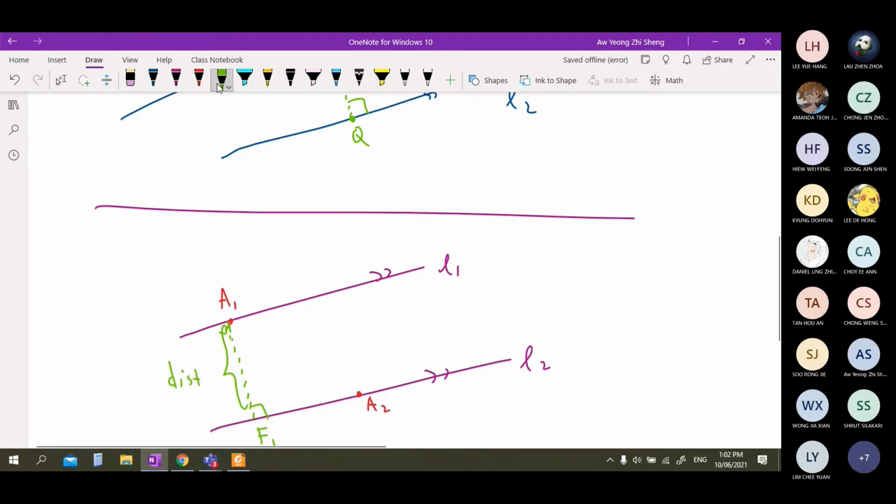Alternatively, you can also find the foot of perpendicular from A2 to L1. Let's call it F2 here. Then the distance from A2 to F2 will be the distance between the two lines.